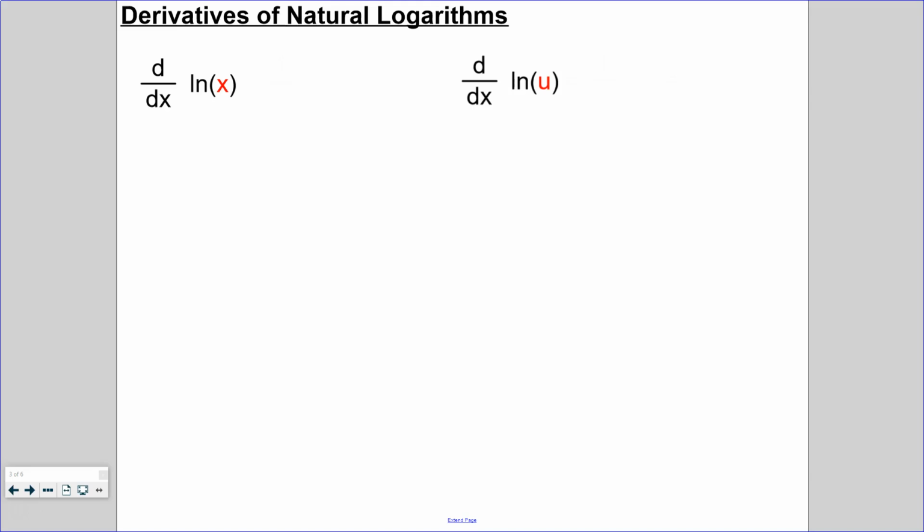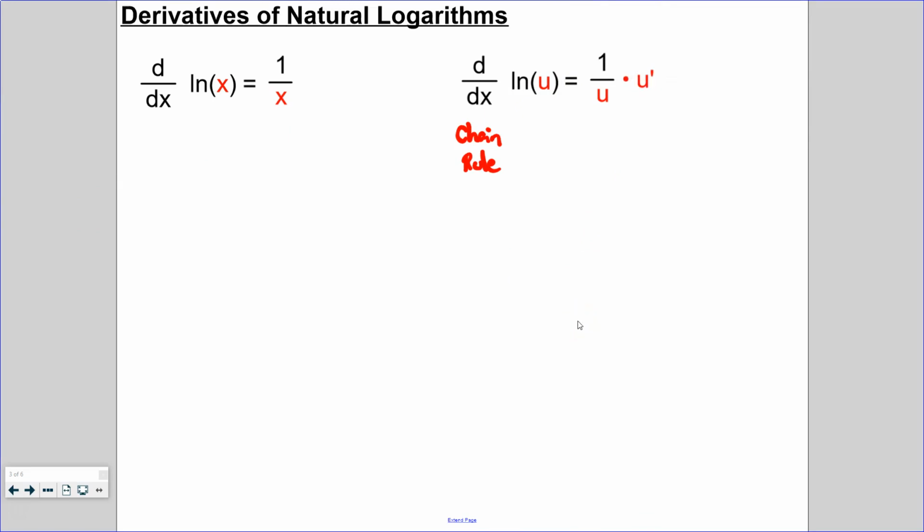Alright, so the derivative of the natural log of x turns out to be just 1 over x, which is a pretty simple derivative formula. So again, the derivative of the natural log of x is going to be 1 over x. But then when we have our second option, when u is another expression inside of the natural log, it's going to require us to use the chain rule. The derivative is going to be 1 over whatever the inside was, times the derivative of the inside.